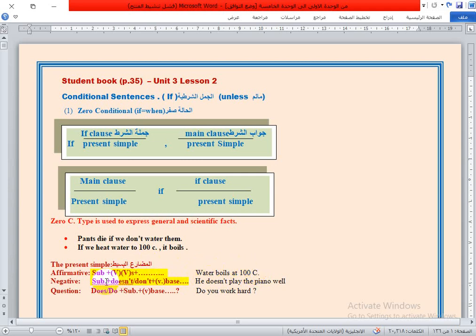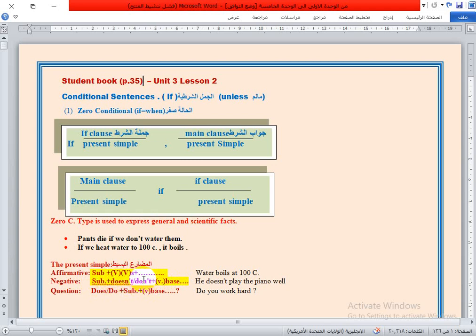So the present simple is subject plus verb base or verb with s. For example, I work hard. He studies well. They swim in the lake. She works hard. This is the present simple in the affirmative form. In the negative, the present simple becomes like this. We have the subject first, then we have the helping verb doesn't or don't, plus verb base. This is the negative form of the present simple.